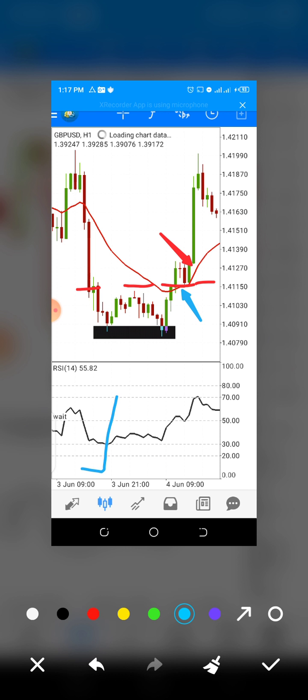This structure is broken. I wait for it to return back, and I look out for price action around this zone and take my entry upward. Do you get that? So that is what is happening here. This zone is where the retest took place.